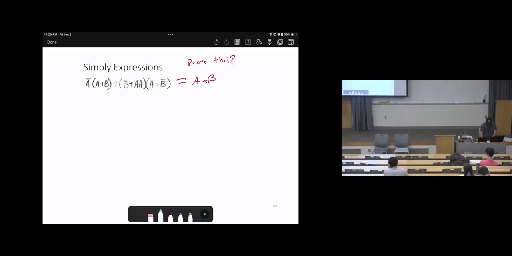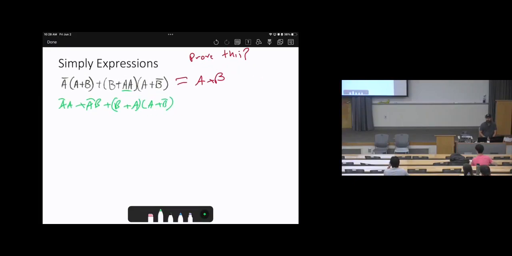Let's start by doing the multiplication here. A times A bar, plus A bar B, plus B, plus A times A, as we know. Then here, A plus B bar. Okay? Is this fine? Now, A times A bar is actually 0. Then plus A bar B.